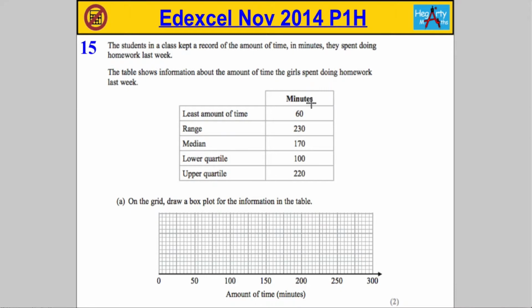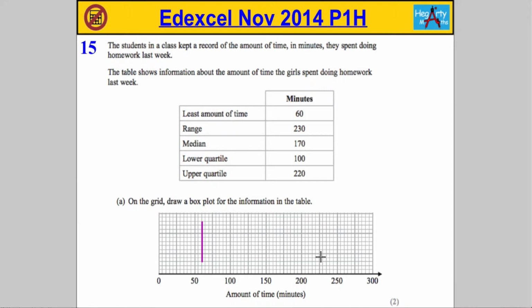We're told that the least amount of time is 60 minutes. So let's just have a look at our scale here. That's 50, that's 100. That means that each line must be worth 5. So 55, 60 is going to have to be here. So I'm going to draw a straight line like so. So that's the least amount of time. It doesn't matter how long this line is, by the way. You don't need to have any specific length. We're only interested in where it is along the x-axis.